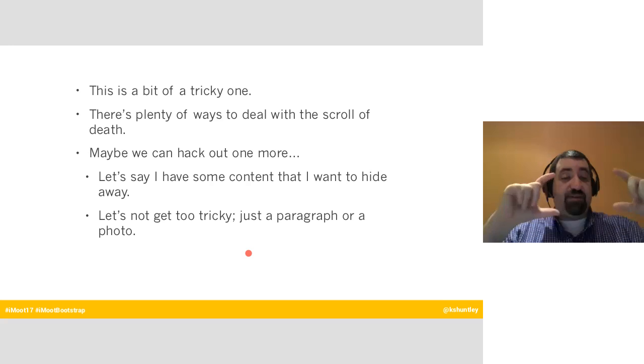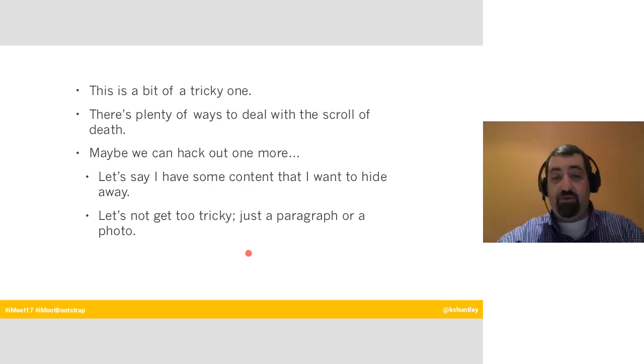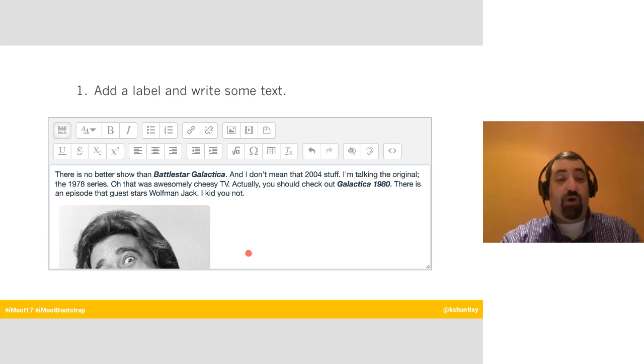What I'm going to do is I'm going to take a little bit of text on a page, like a label, and I'm just going to make it so it's collapsible. Really easy sort of stuff. Again, I'm going to just keep it really easy, just a paragraph or a photo or something like that. Nothing really too complicated. So I'm going to write a paragraph here. I'm even going to include a picture.